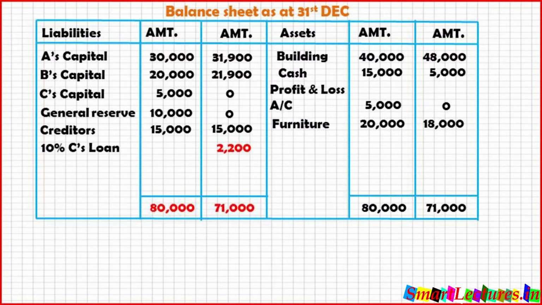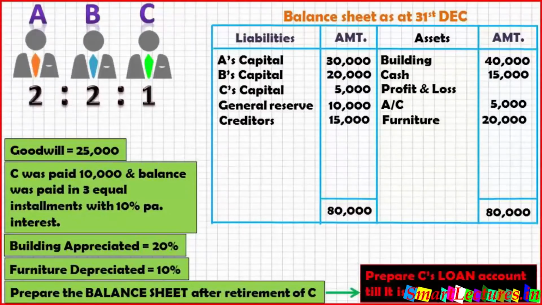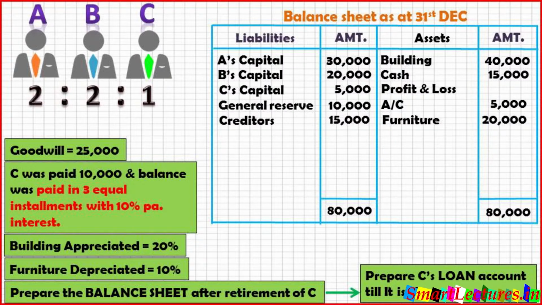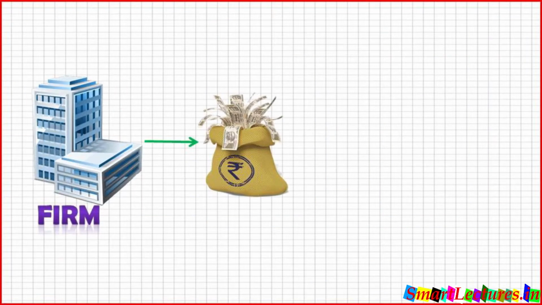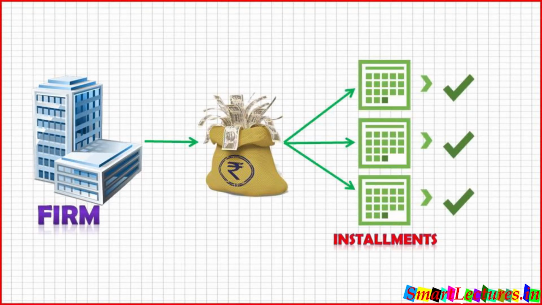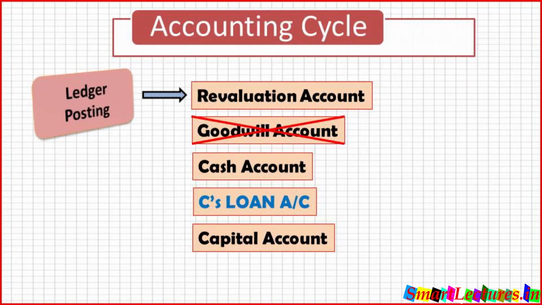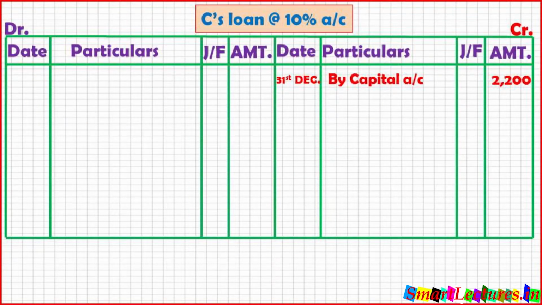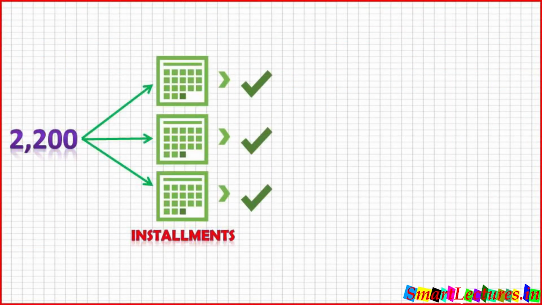But there is one more thing that has been asked in this question, that prepare seized capital account till it is cleared. And it is clearly stated in the question that seized loan will be paid in 3 equal annual installments with 10% interest. It means the firm will pay the whole money in 3 equal installments. Let's reopen seized loan account. And seized loan, it was on the credit side on 31st December by capital 2,200, and we have to pay this much money in 3 equal installments.